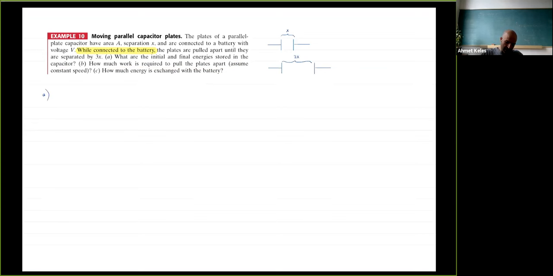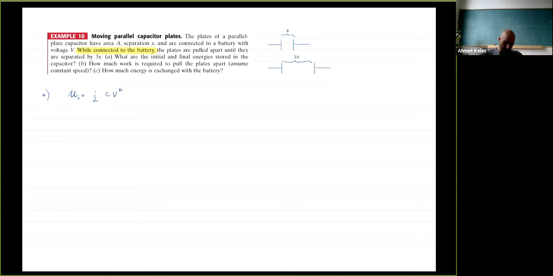So now, since it is connected to the battery during this operation, the voltage across the capacitor, whatever it is, should be constant V, because the battery will supply that voltage no matter what you do, right? So okay, let's try to write U initial. What are the initial and final energies stored in the capacitor? U initial is 1/2 C V squared, right? Can I use this?